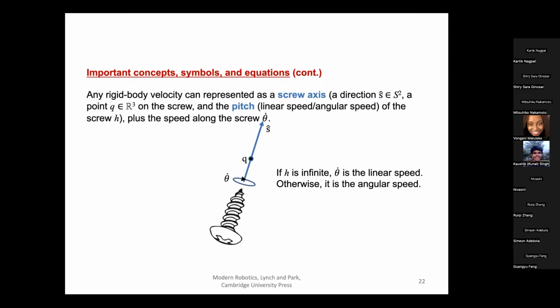Okay, so now let's see if democracy works. How many people think that a line in R3 has 3 degrees of freedom? How many people think that a line in R3 has 4 degrees of freedom? How many people think that a line in R3 has 5 degrees of freedom? Okay, so 4 and 5 are kind of close. How many people think that a line in R3 has 6 degrees of freedom?